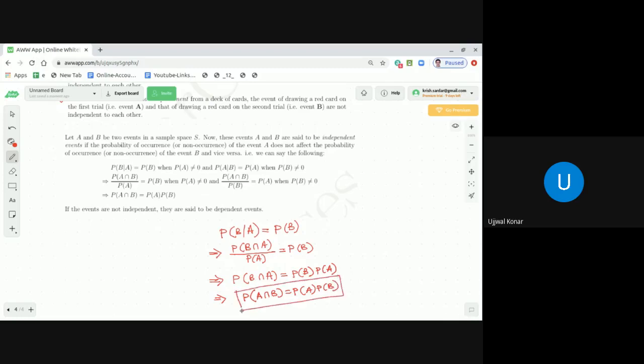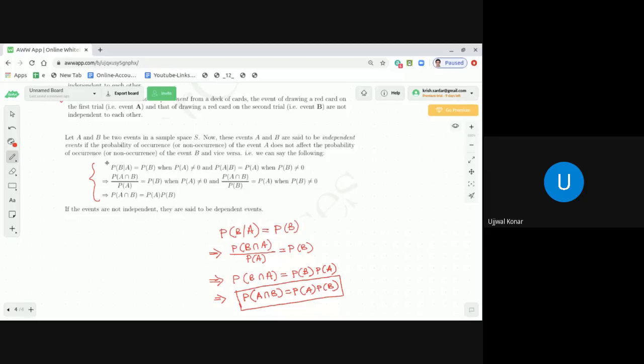Okay, so this is the way we define that probability of A intersection B. So when you find the probability of A intersection B is equal to probability of A into probability of B, then you can safely conclude that A and B are independent events. Whatever I wrote in the red color, it has been properly derived here.